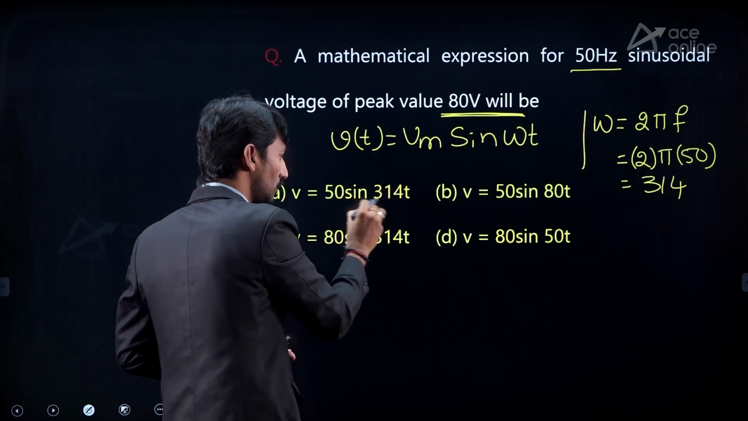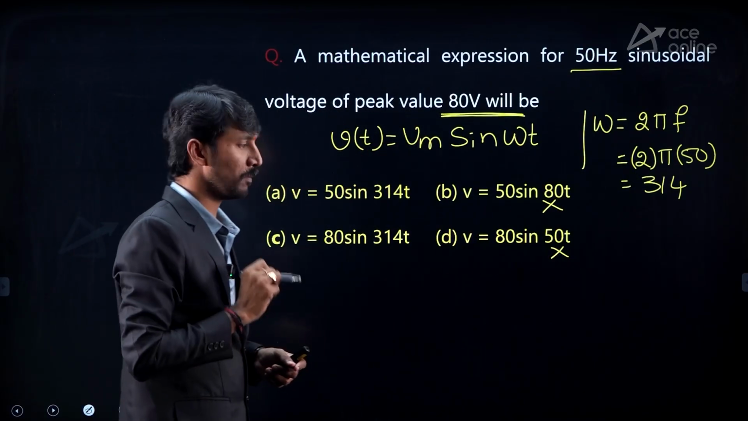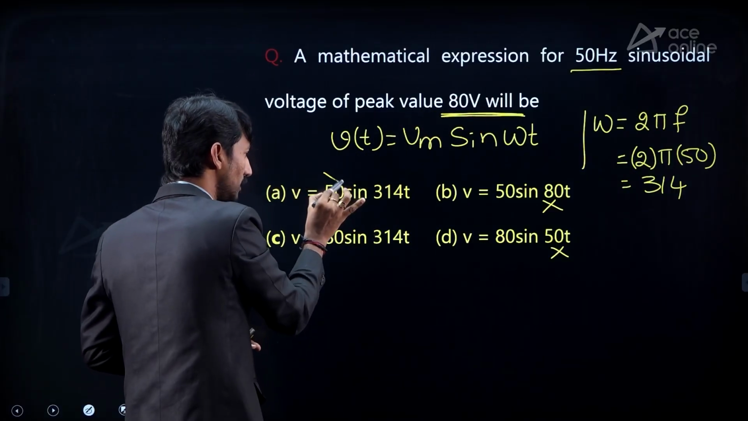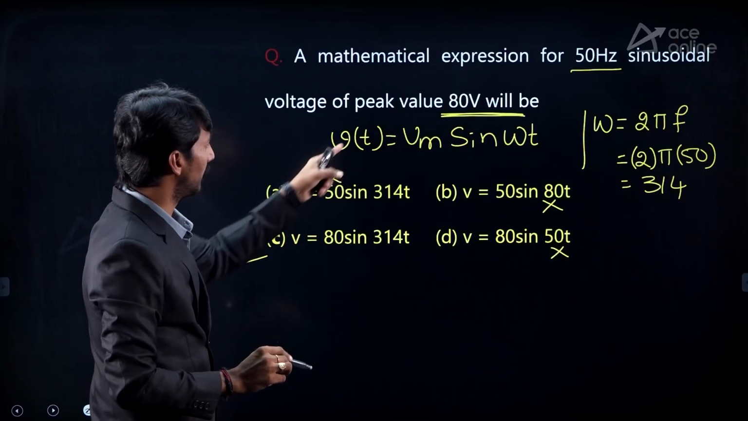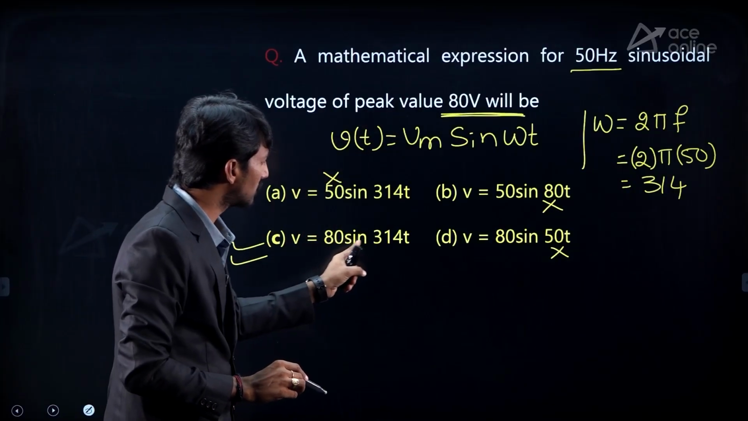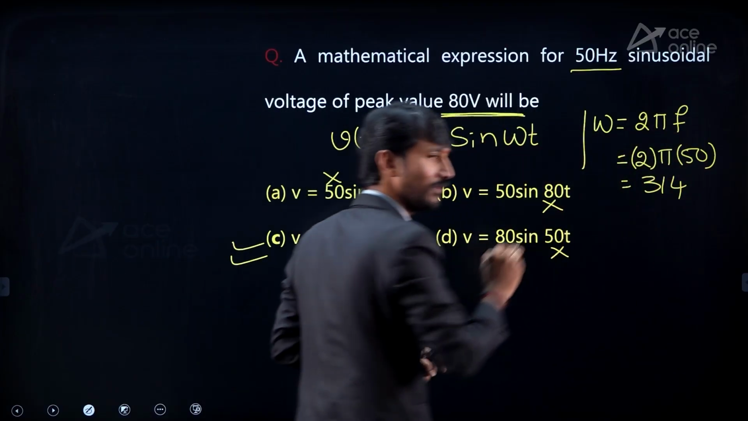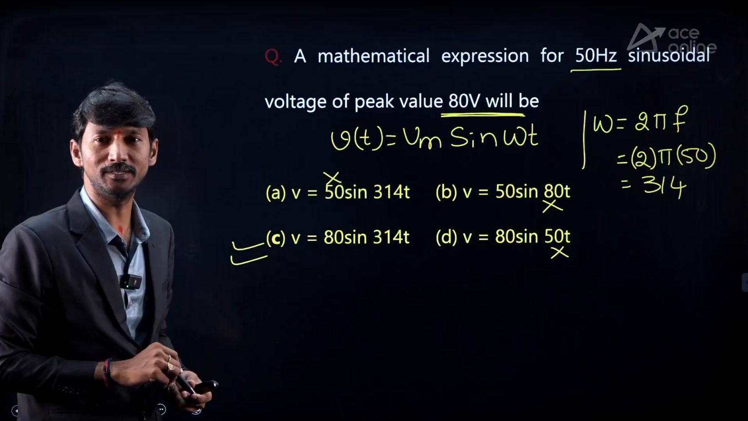Here, 314 is omega. The 50 is wrong. What is Vm, the peak value? 80. But this one is simply 50. So blindly the answer is 80. That is Vm, the peak value. Sin omega t, omega is 2 pi f, and 2 pi f is 314. So the answer is 80 sin 314 t.